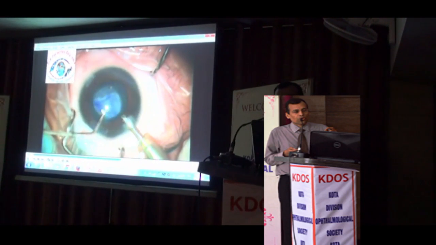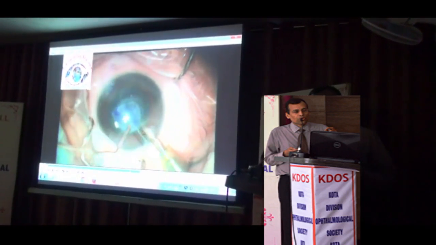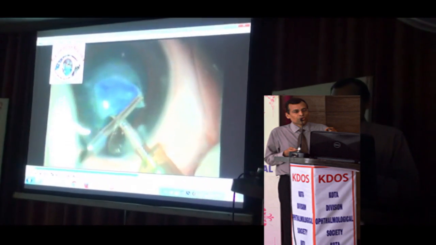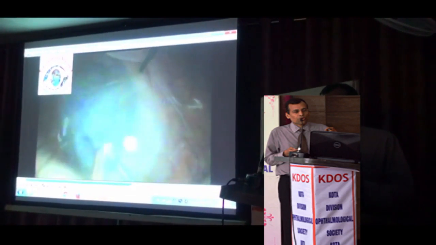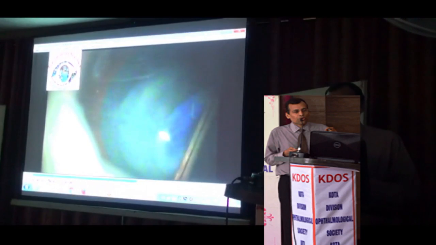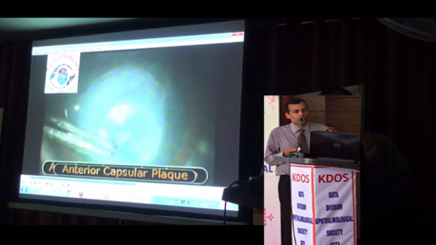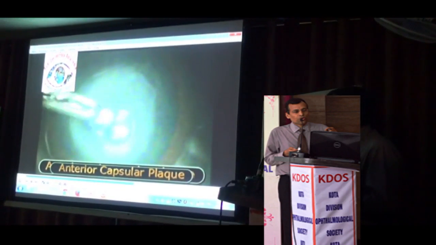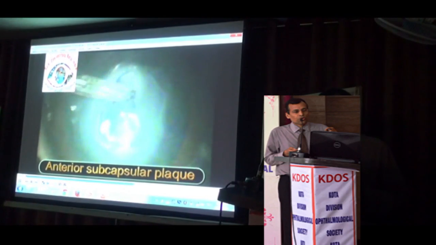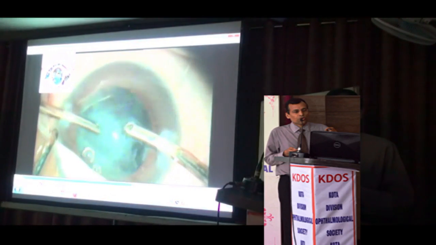The plaque is very much adherent to the lens matter, and with gentle movement we try to separate this plaque. Once you remove this dense anterior subcapsular plaque, the lens matter is soft, and you can use bimanual irrigation aspiration to remove the lens matter.